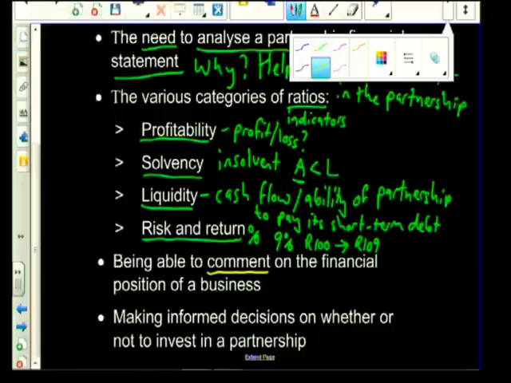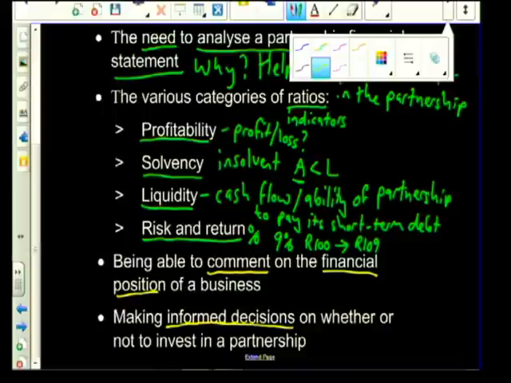You could think of these financial ratios as your school report. At the end of every term, you get a school report to take home to your parents or to your guardians, where they are able to see how you have done in every subject across the board during your term. Financial ratios can be used in exactly the same way to see which areas of the business are good and which areas of the business are bad. So a financial ratio allows you to comment on the financial position of the business, and it also allows you, as the second point, to make an informed decision on whether or not to invest in a partnership.